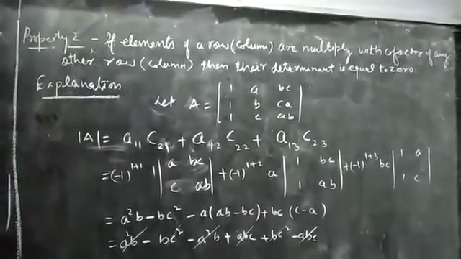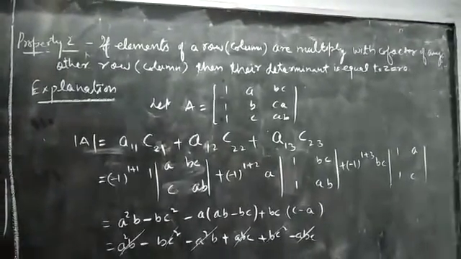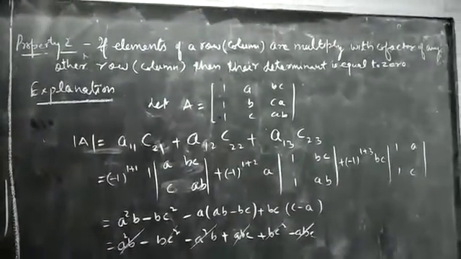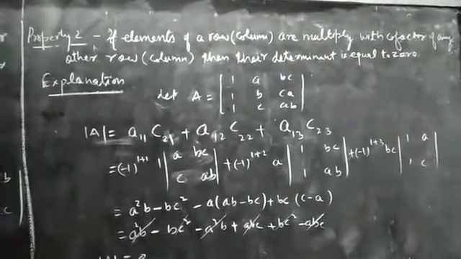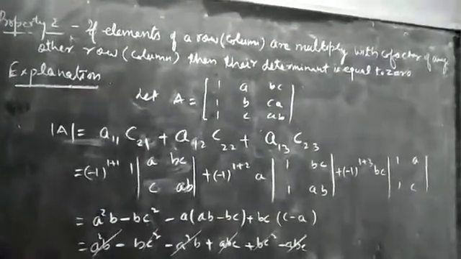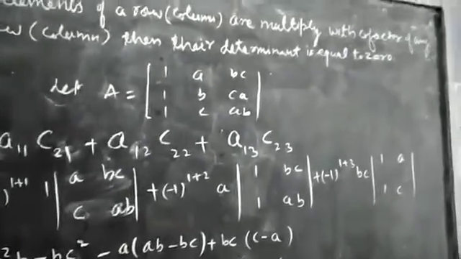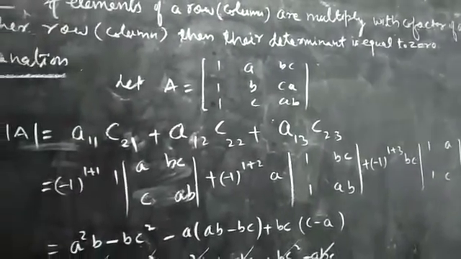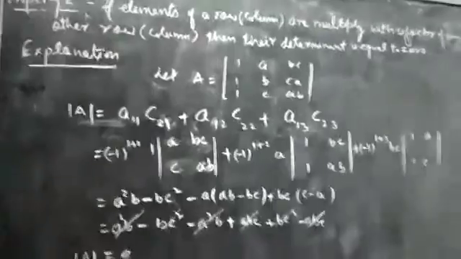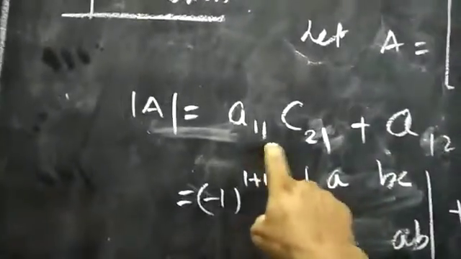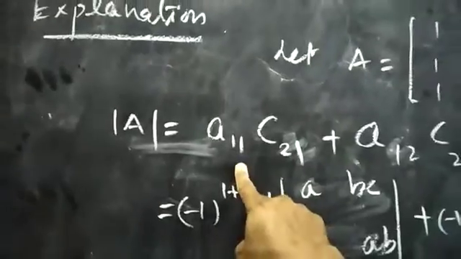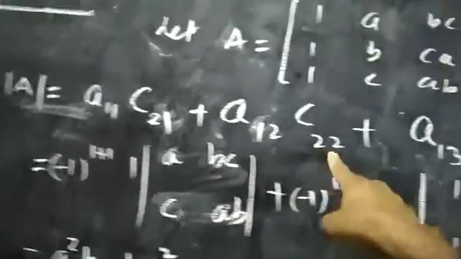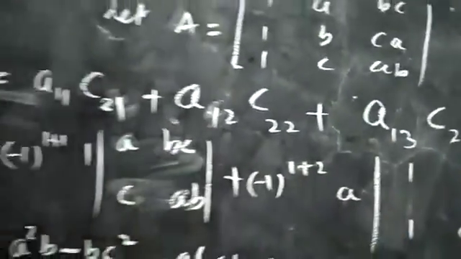Property again: if elements of a row or column are multiplied with cofactors of any other row or column, then the determinant is equal to 0. See the explanation. Let matrix A equal 1 a bc, 1 b ca, 1 c ab. Then the determinant is equal to a11 C21 plus a12 C22 plus a13 C23. Here the difference is between elements and their cofactors.